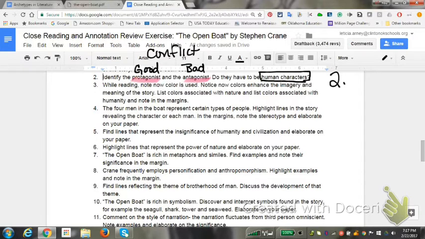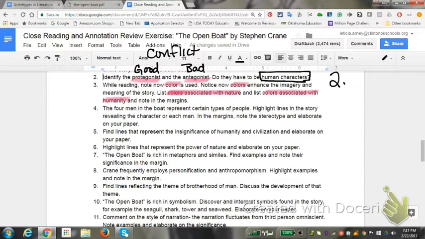Number 3 is where I also want to talk to you once you're finished with this. This one shouldn't take you very long. You're going to now look at other issues within the reading. You're going to look at color. You're going to go in and highlight the colors in the story, starting from the first page. List colors associated with nature and list colors associated with humanity, and note them in the margin.